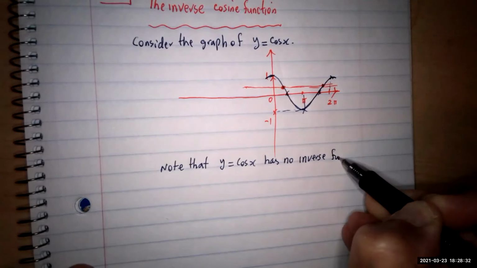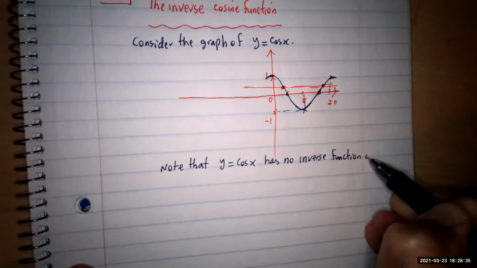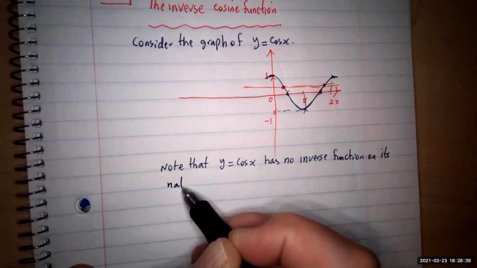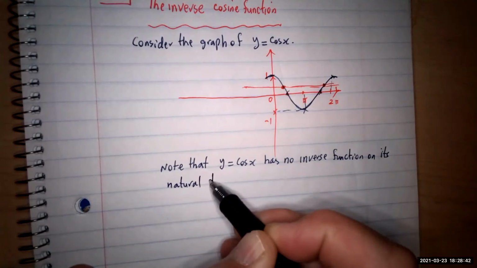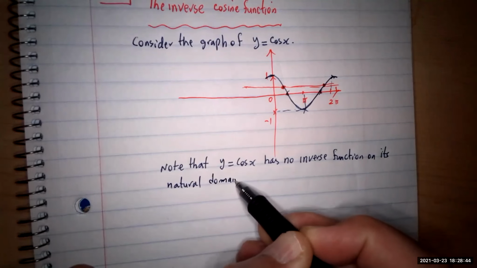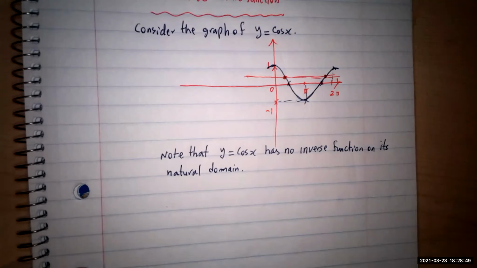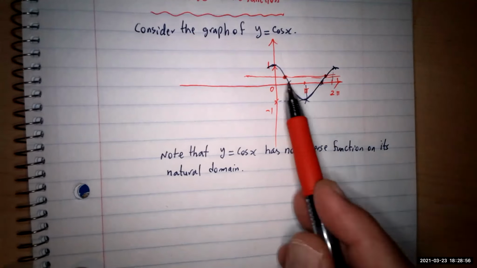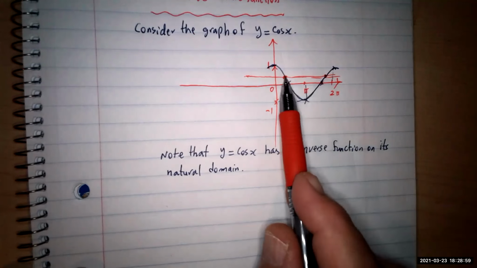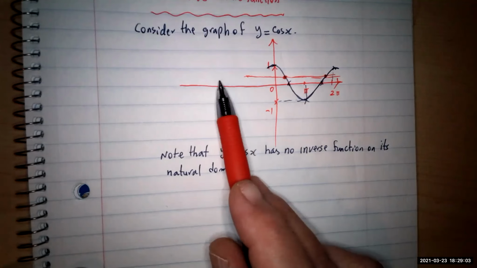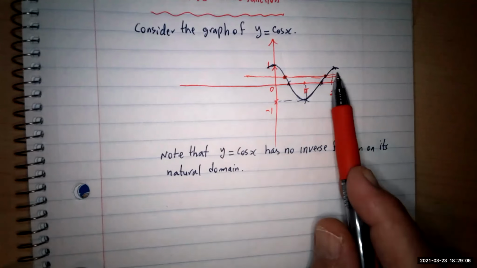Inverse function, on its natural domain, if you like. The domain is going to be all real numbers, or even between 0 and 2 pi. So what we're going to do is, as we did for the sine function. For the sine, we did it between negative pi half and pi half. So we are going to pick a portion so that the horizontal line would intersect the graph at one point only.